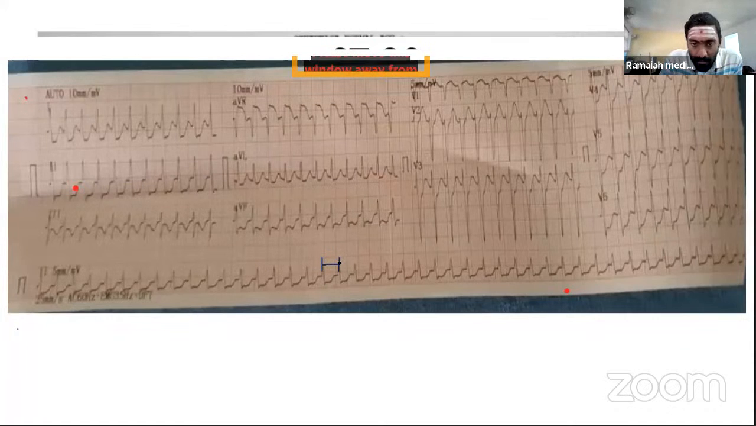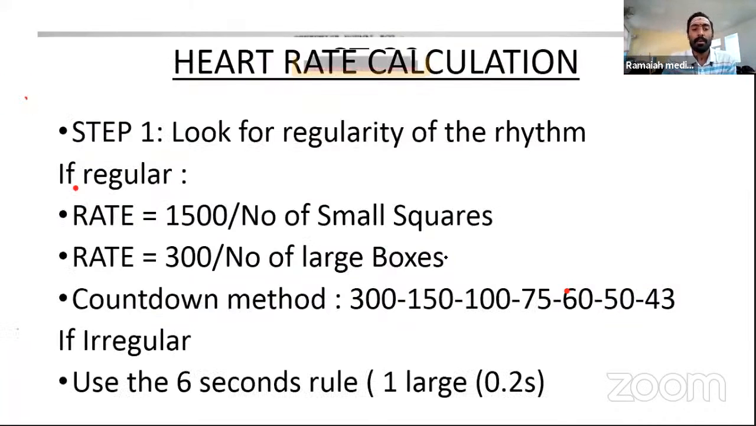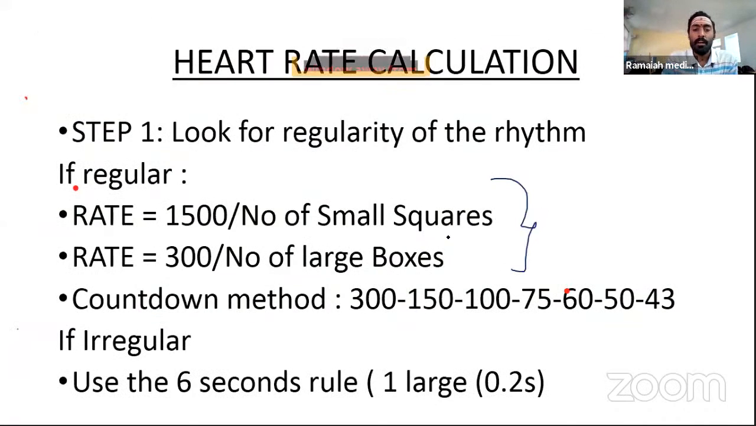You see this R wave and this R wave, almost equal distance between each other. So this is a regular rhythm. If it is a regular rhythm, you can use two formulas: either 1500 divided by the number of small squares, or 300 divided by the number of large boxes. A short method would be to use this. We'll see what it is.